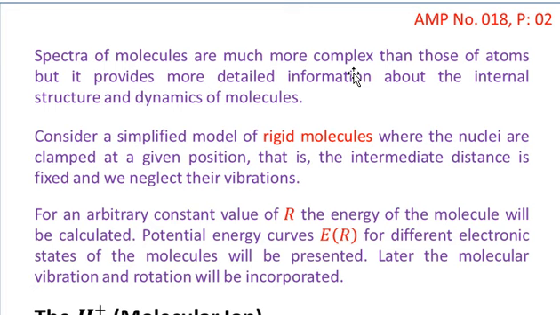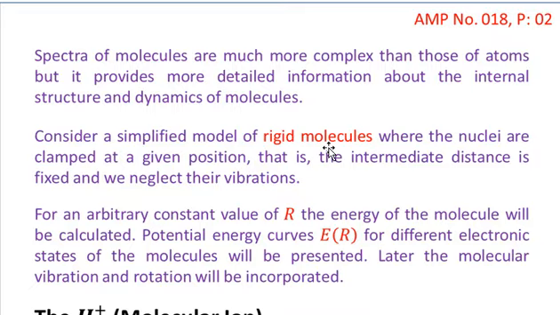Spectra of molecules are much more complex than those of the atoms, but they provide more detailed information about the internal structure and dynamics of molecules. So you see that molecular spectra provide us an insight into the internal structure and the dynamics of the molecules: how the molecule is formed, how it will behave, how its dynamics will change, how its internal structure will change, and this information will be conveyed to us by the spectra of molecules. Consider a simplified rigid molecule.